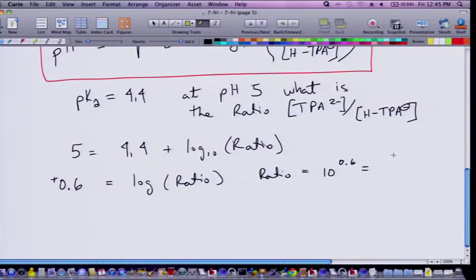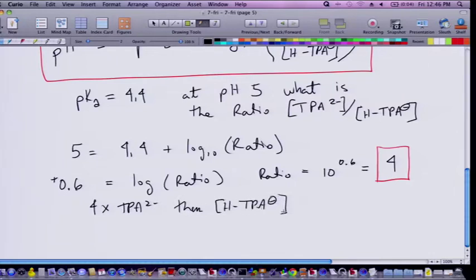And you might say, well, what's that number? Turns out it's darn close to 4. Okay, that's kind of cute, isn't it? If you like numbers, numerology, that's an interesting one. Okay, so that means that there's 4 times more TPA 2 minus than H TPA minus, okay? And effectively, there's 4-fold more.